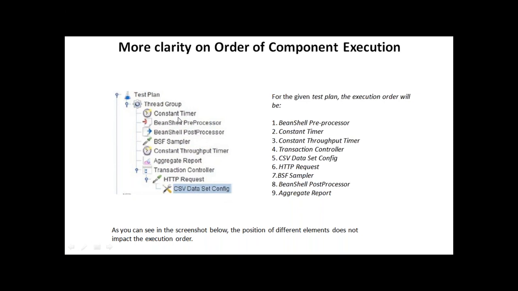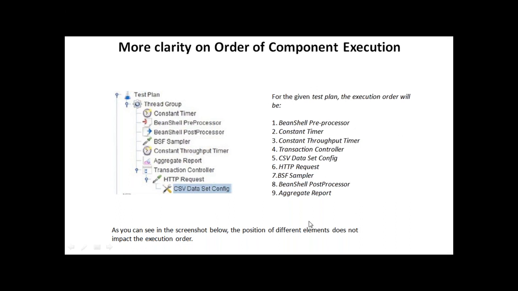Now let's see how the whole thread will execute. First, it will start executing whatever is there at the thread group level. Let's analyze that. What is there at the thread group level? Timers are there, preprocessor is there, post-processor is there, throughput timer is there, aggregate report is there, transaction controller is there. Inside the transaction controller, there might be other things. Let's not worry about that. But first, let's worry about what's there at the thread group level. Out of these, what will be executed first, guys?